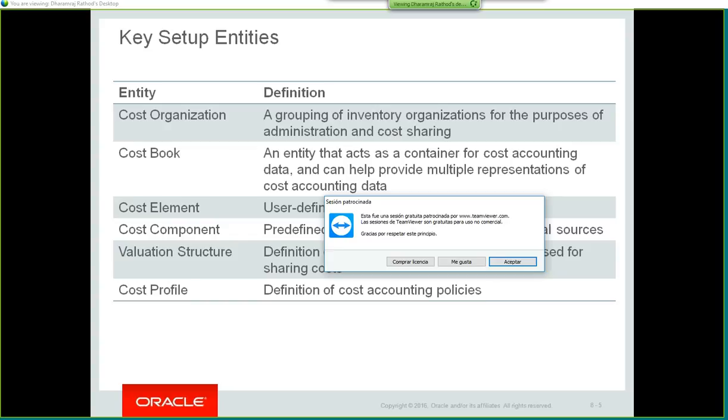All of these will be in the cost profile, and eventually you would assign your cost profile to either your item, or you will default it on the organization or the item categories and so on. So cost profile is the entity which we would use in order to get the cost method and other accounting policies assigned to your items, organizations and so on.